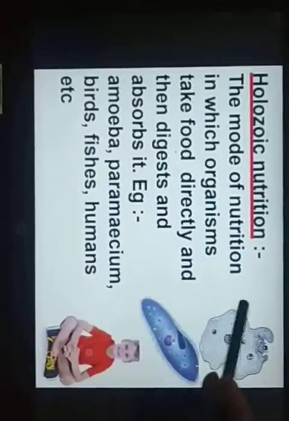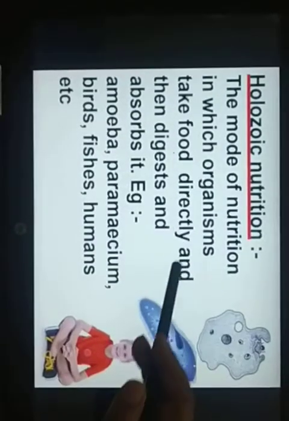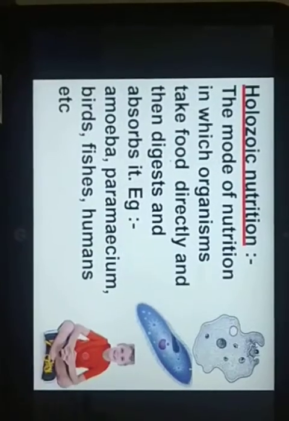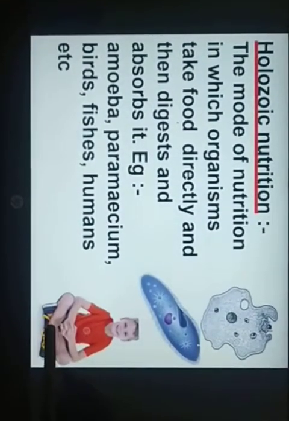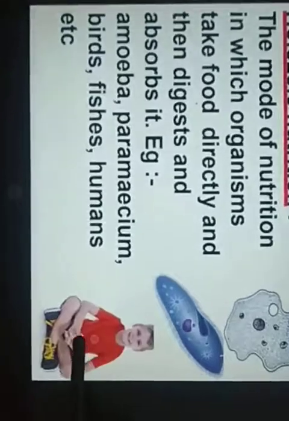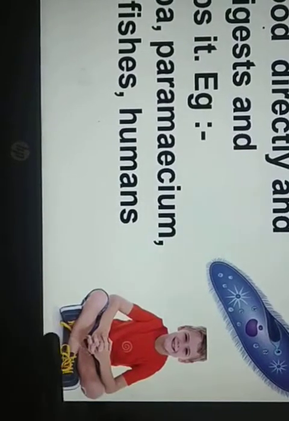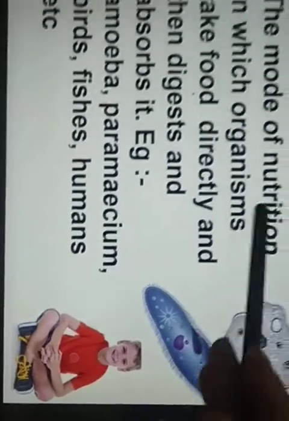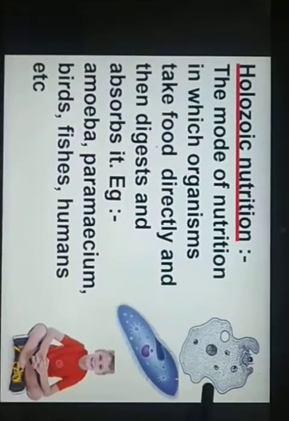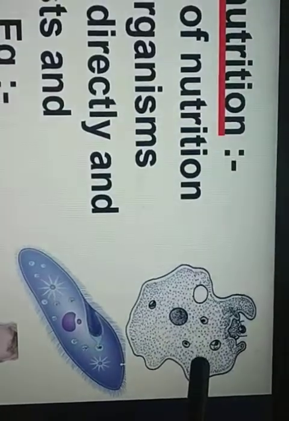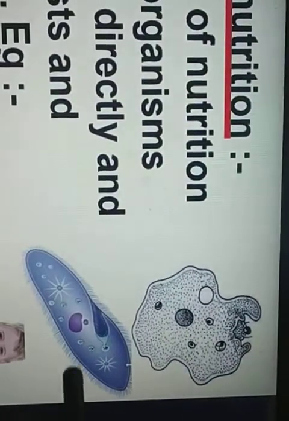The next is holozoic nutrition. The mode of nutrition in which organisms take food directly and then digest it and absorb it. Simply you can understand how we obtain nourishment. What we do, we eat food, the food goes into our stomach, it is digested and it is absorbed. Whatever is not digested or absorbed is egested out. Right? So this mode of nutrition is known as holozoic nutrition. This nutrition is also followed by amoeba. The food enters in the form of food vacuole, it gets digested and absorbed, and by paramecium, birds and fishes.